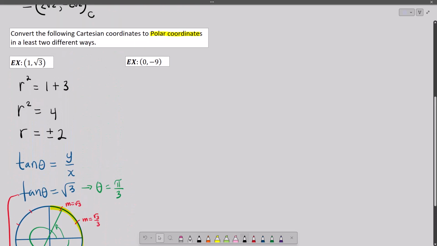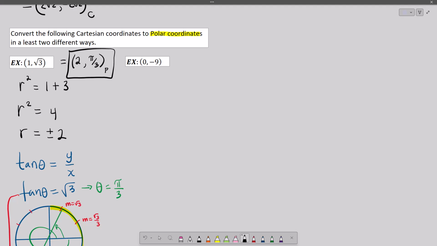So the standard representation here, we are going to choose (2, pi over 3). And I'll put a little p down there just to emphasize that it's in polar. But that would be our representation.